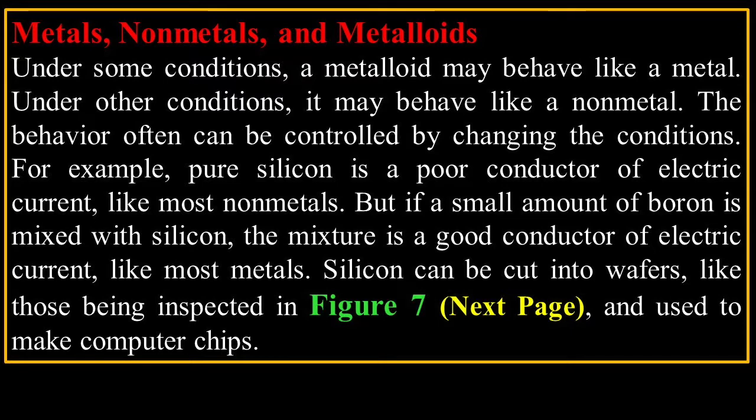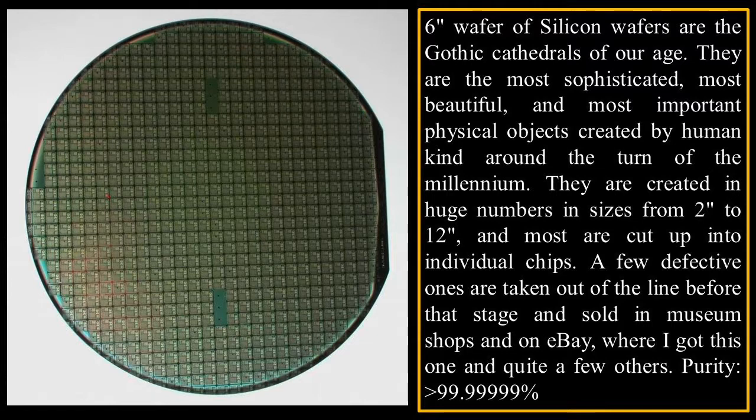For example, pure silicon is a poor conductor of electric current, like most nonmetals. But if a small amount of boron is mixed with silicon, the mixture is a good conductor of electric current, like most metals. Silicon can be cut into wafers, like those being inspected in Figure 7 on the next page, and used to make computer chips. Silicon is the basis for the computer chip. When they say chip, it's literally like a chip, and it's made of silicon. Here's a picture of a silicon chip.